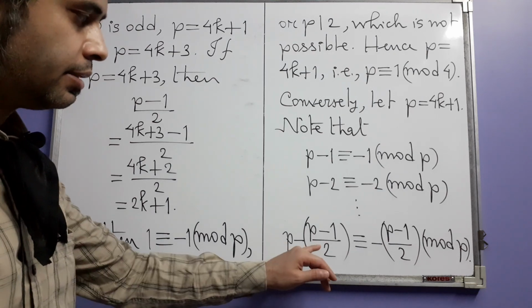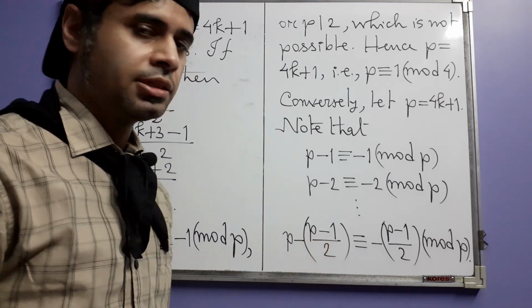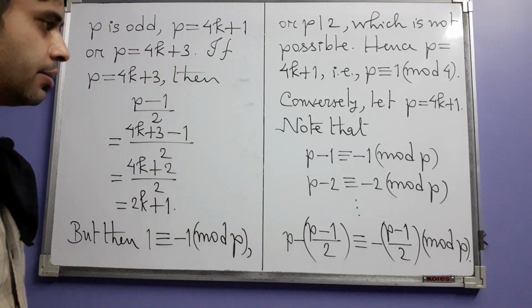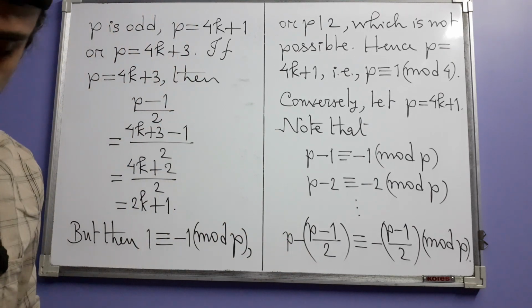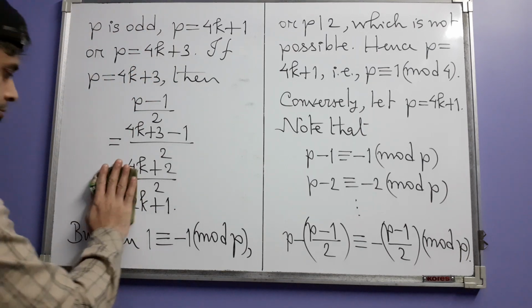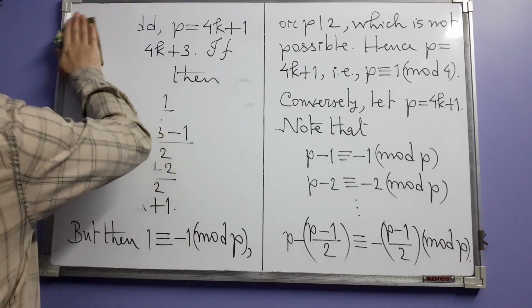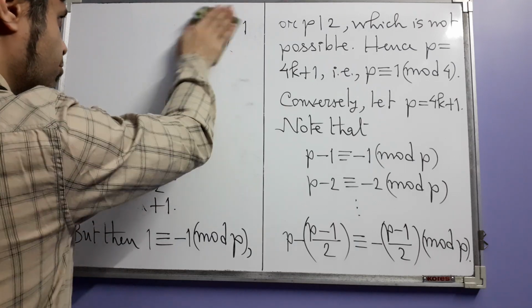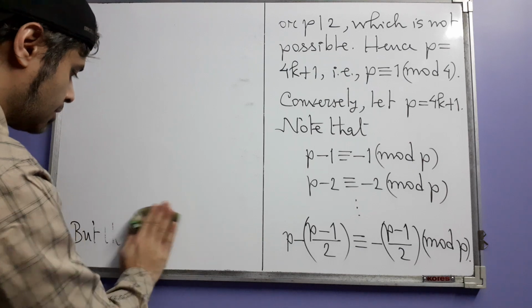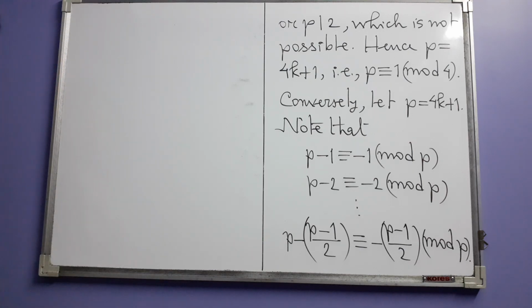Okay, and again, because p is odd, p minus 1 divided by 2 is an integer, in fact a positive integer. Alright, now how can we use these congruences? In this half of the proof, we are going to use Wilson's theorem. That is why it's an application of Wilson's theorem.